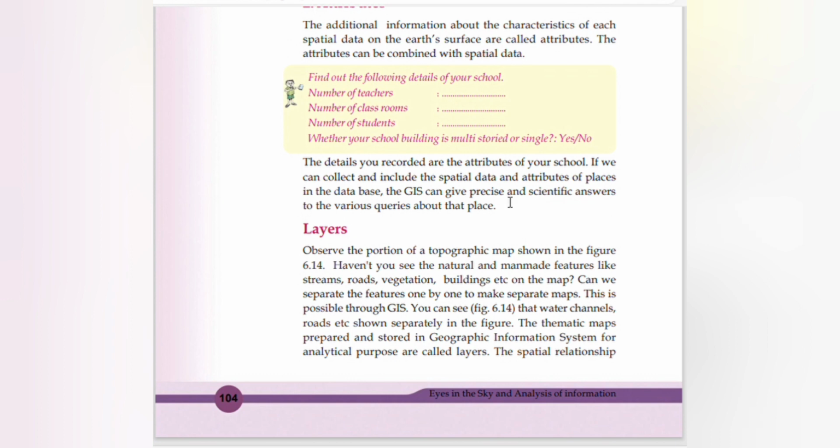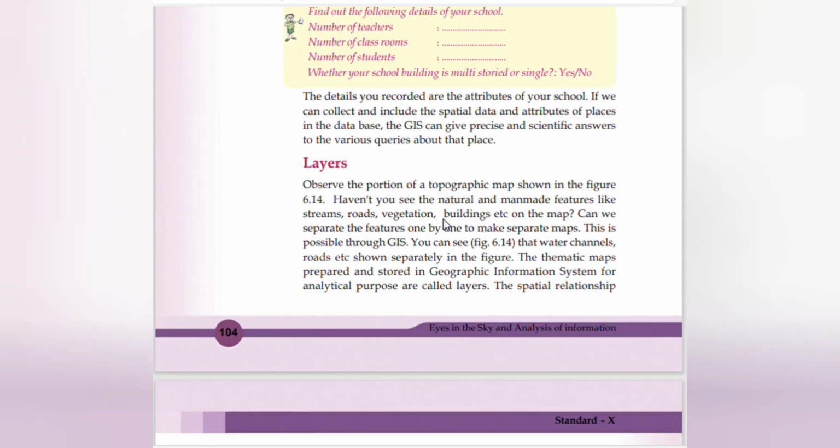If we can collect and include the spatial data and attribute of places in the database, this can give precise and scientific answers to the various queries about the place. Layers. Observe the portion of the topographic map shown in the figure. Haven't you seen the natural and man-made features like streams, roads, vegetation, building, etc. on the map? Can we separate the features one by one to take separate maps?